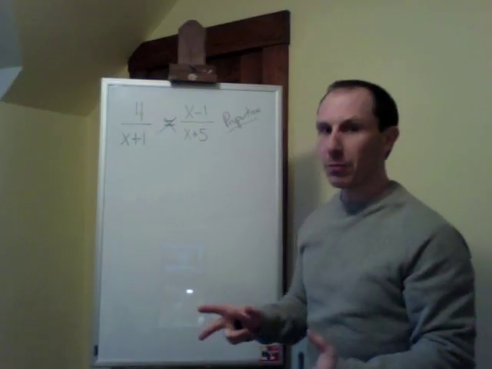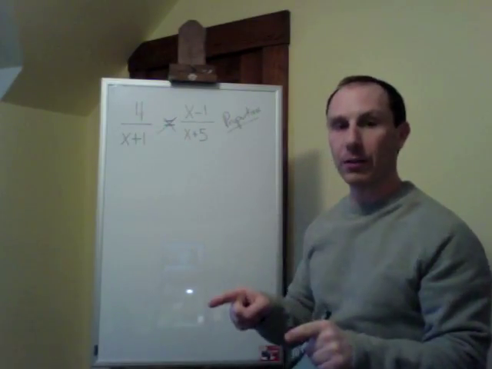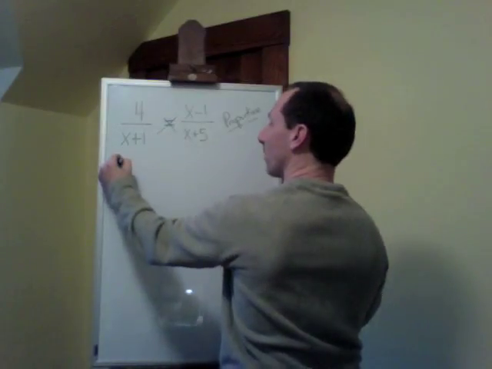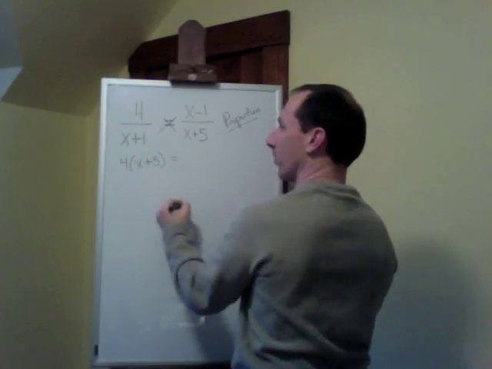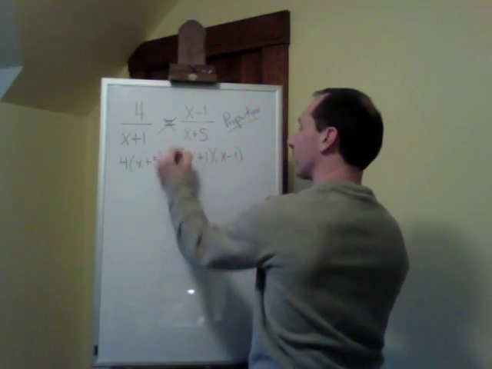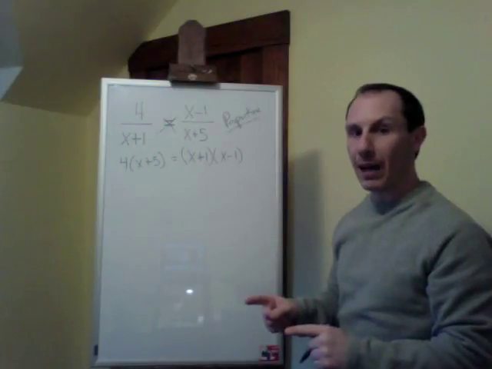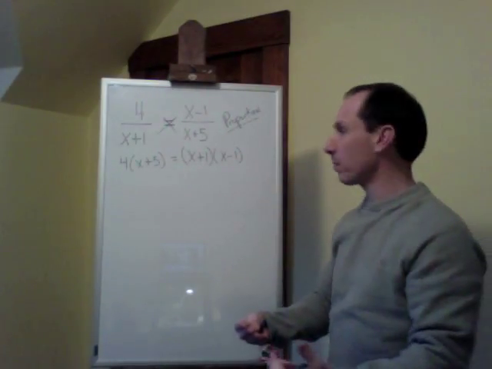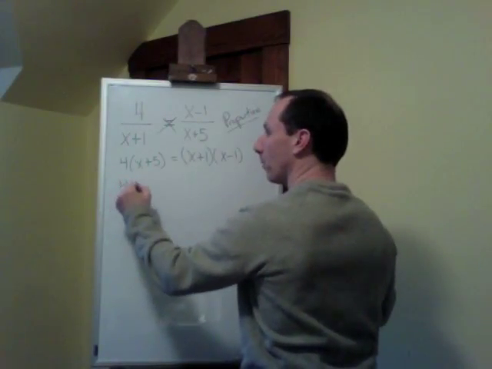The only thing about this one is when I cross multiply, I really want to write what I'm doing first, then I'm going to do the actual multiplication. So I'm going to say 4 times x plus 5 is equal to x plus 1 times x minus 1. And then I'm going to start doing the distribution. The reason behind this is I don't want to make any sort of silly sign errors this early in this problem because everything after that will be incorrect. And I don't want to damage my precious ego.